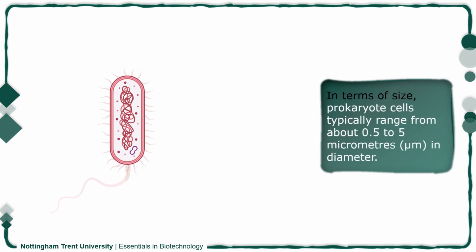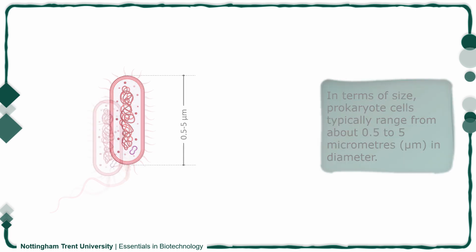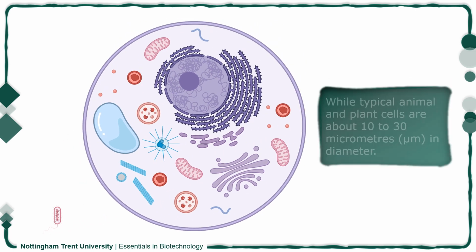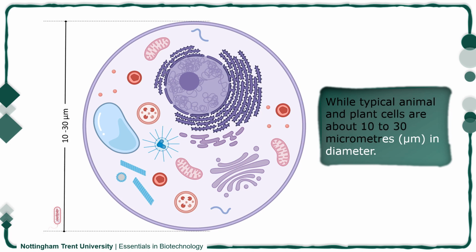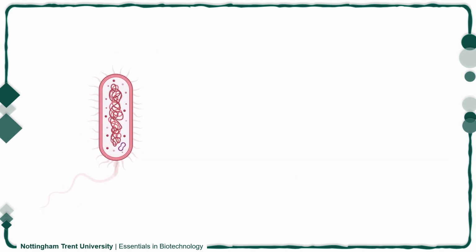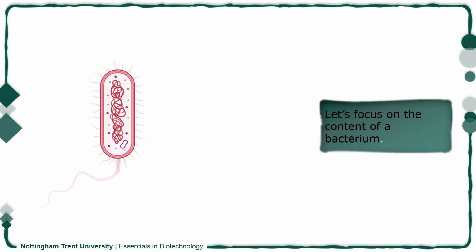In terms of size, prokaryote cells typically range from about 0.5 to 5 micrometers in diameter, while typical animal and plant cells are about 10 to 30 micrometers in diameter. Let's focus on the content of a bacterium.